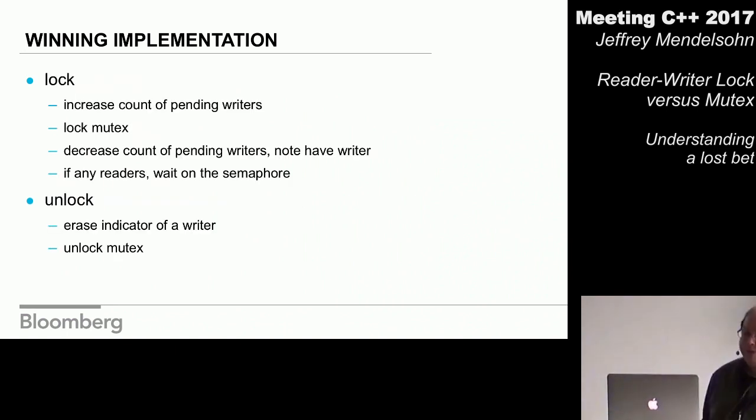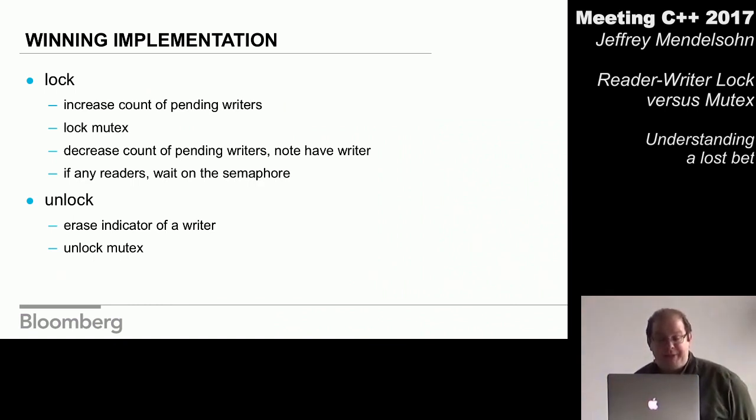So when a writer comes in, he's going to increase the count of pending writers. He does this just atomically. It's not a CAS loop. He locks the mutex, giving himself full access to the lock. And then he decreases the count of pending writers and notes that there is one active writer. However, he's not ready to go do his work yet. He has to wait for all the readers to drain out of the lock. So if there are any readers, he's going to wait on a semaphore, and when the readers are done, they'll tell him. They'll close the door behind him as they leave the room.